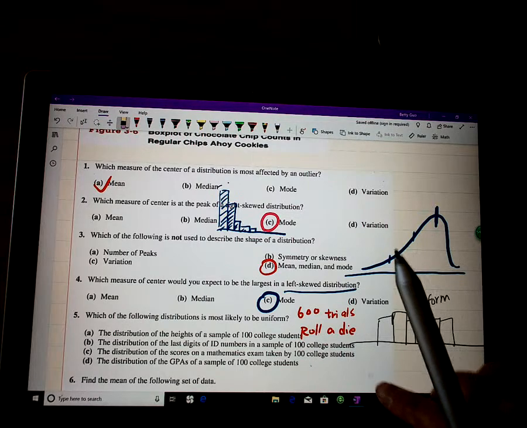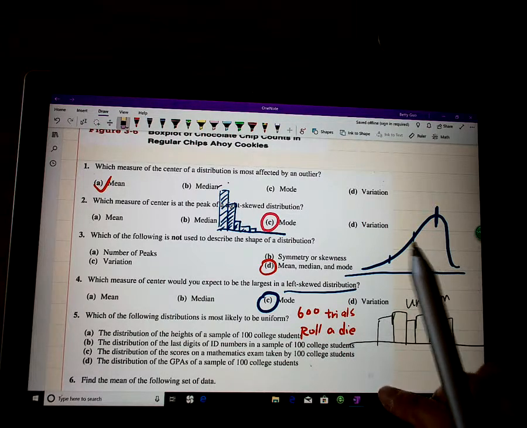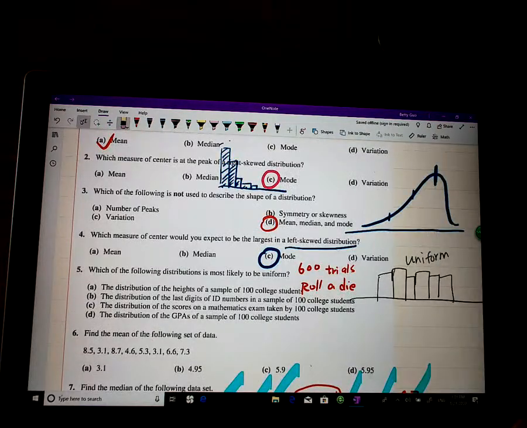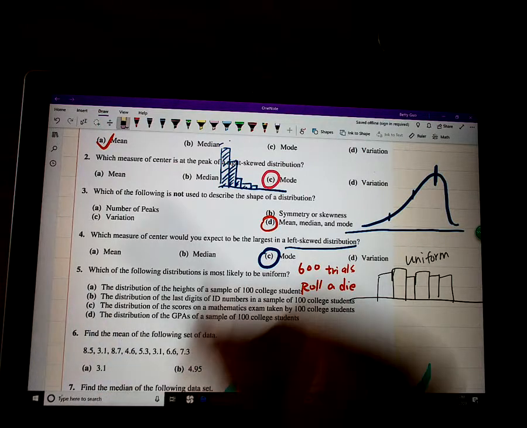Number 5, which of the following distributions is most likely to be uniform? A, the distribution of the heights of a sample of 100 college students. That might be a bell-shaped distribution. B, the distribution of the last digits of ID number in a sample of 100 college students. Yeah, that one is uniform.